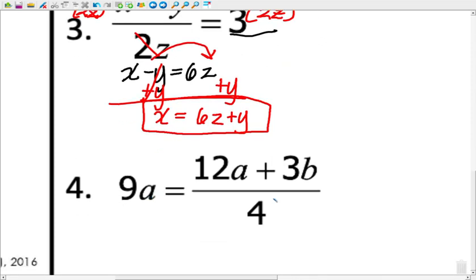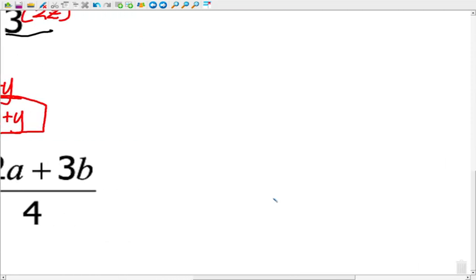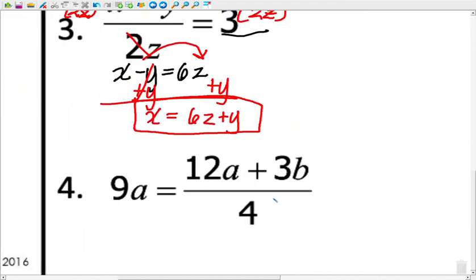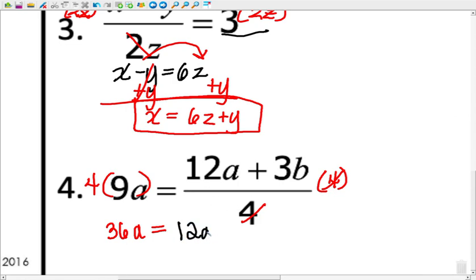All right, my last problem, we are solving for b. Again, I get rid of my fraction by multiplying. Whatever number is on the bottom, we can always get rid of it by multiplying. This is going to give me 36a equals 12 times 2a plus 3b.